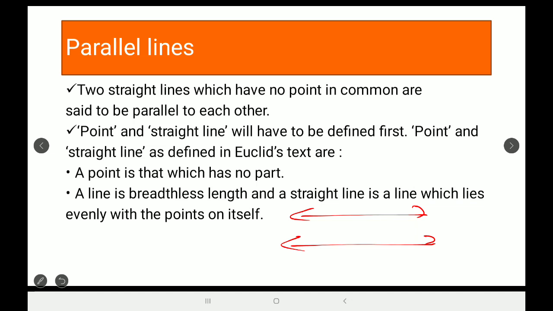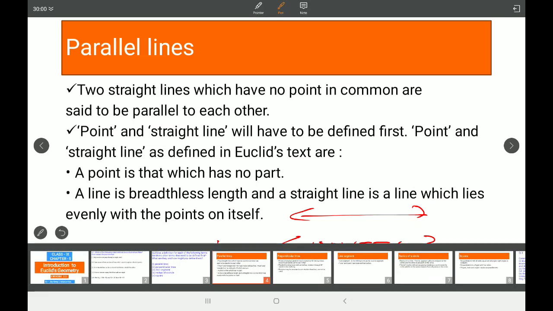As per Euclid's text, we can say that a point is that which has no part. Point is just a dot, and a line is a breadthless length, and a straight line is a line which lies evenly with points on itself. Millions of points lie on this line. Clear? So this is the definition of parallel line.